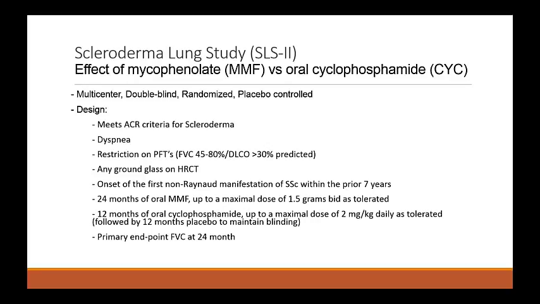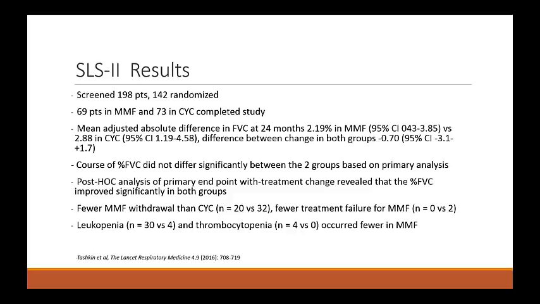These are the results. They screened almost 200 patients, of which 142 were randomized. Of these patients, roughly 70 in each arm completed the study. It was a negative study for their primary endpoint. What they found was there was an absolute difference in FVC in both arms. The FVC had increased: in the CellCept arm there was an increase of 2.19%, as opposed to 2.88% in the cyclophosphamide arm.